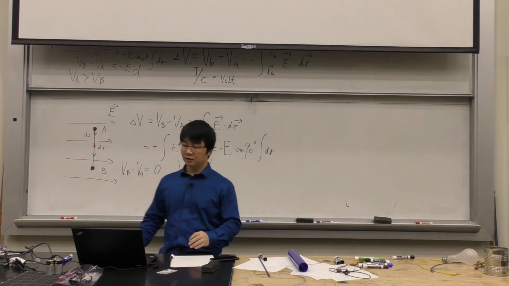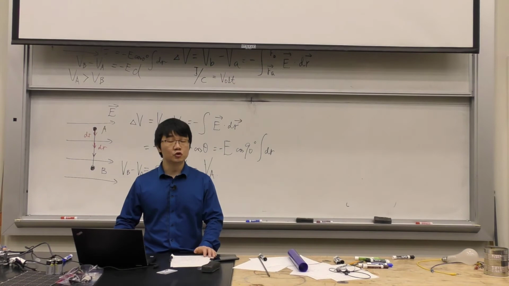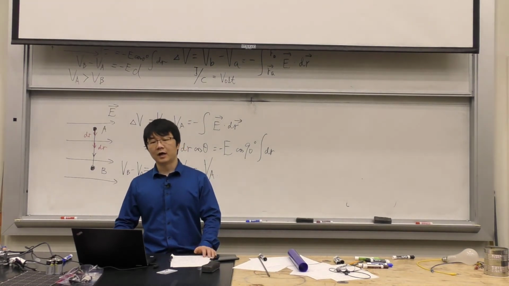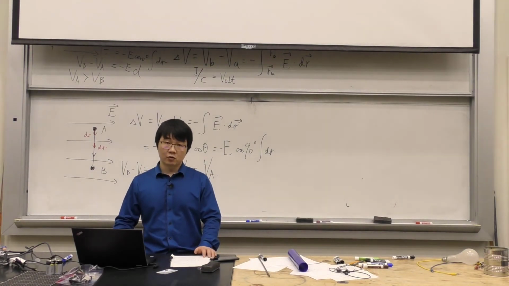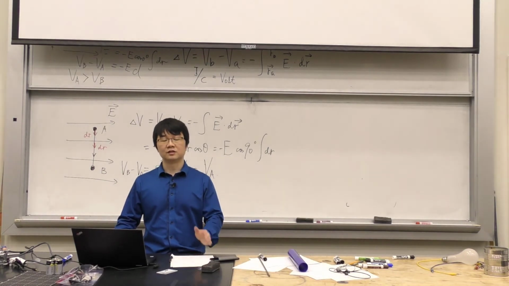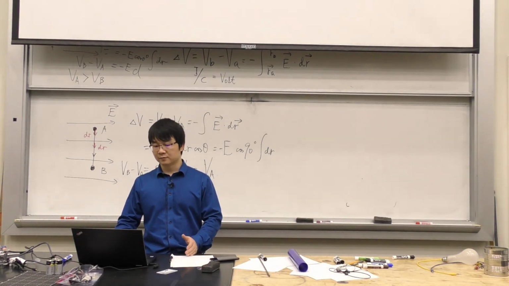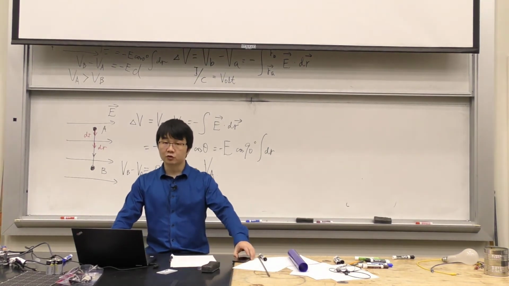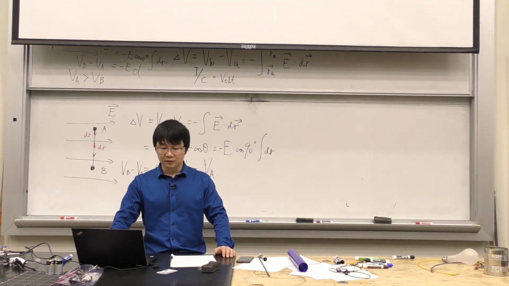If there's an electric field, uniform, and I pick 2 points and I draw the displacement between them, if the displacement between them is perpendicular to the electric field lines, the potential at these 2 points is going to be equal. They will have the same number.